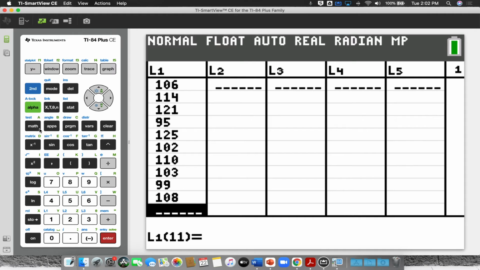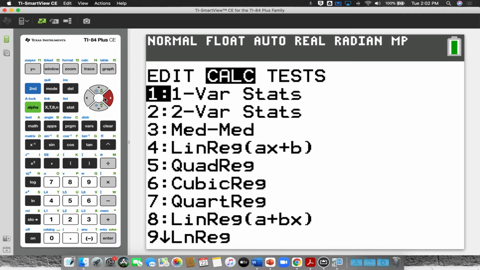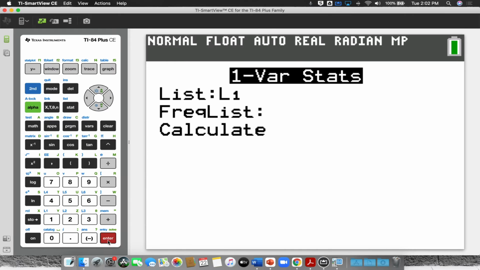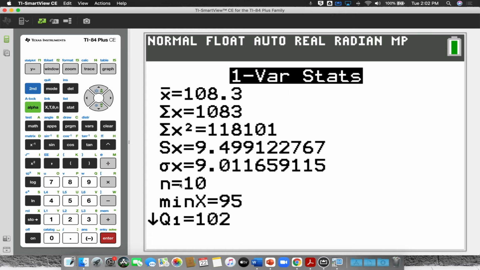Okay, one-var stats. Here we go. So I get a mean of 108.3, and I get a standard deviation. We use s because it comes from the sample. 9.499.